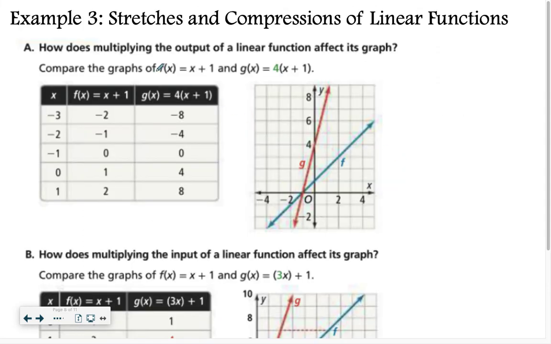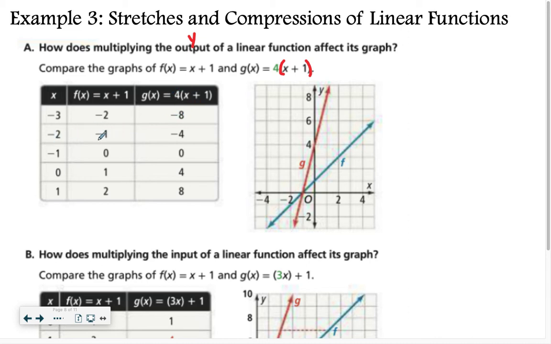Example 3. How does multiplying the outputs, remember outputs are the y, of a linear function affect its graph? Okay, so we have f of x equals just x plus 1, and g of x equals 4 times all of f of x. So 4 times everything that f of x was. I have my table here on the left, and then my graph here on the right. By plugging in negative 3 to f of x, I got negative 2. Plugging negative 3 into g of x, I ended up at negative 8.